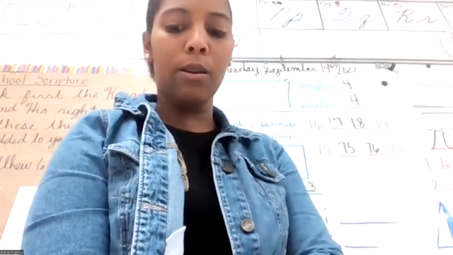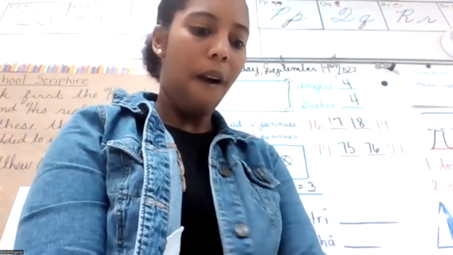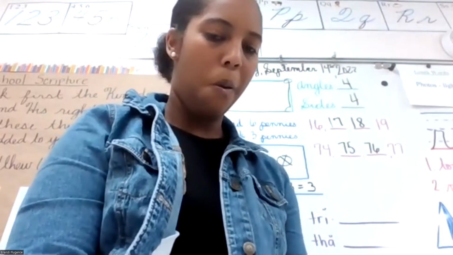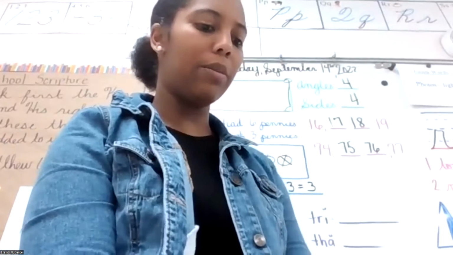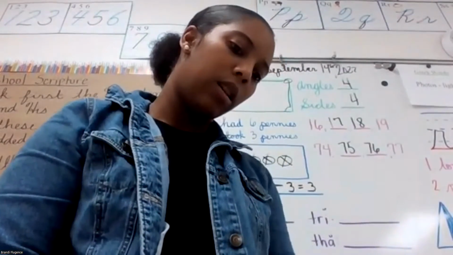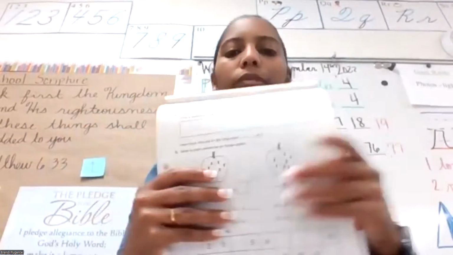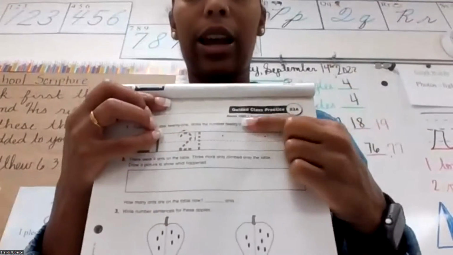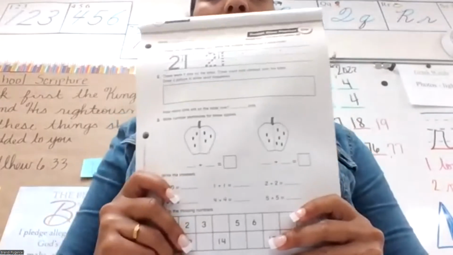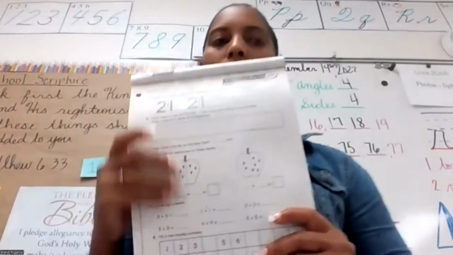So what I would like you to do is to get your math book and go to 23A. Lesson work, class practice 23A. This is what it looks like. 23A. Look at the top of your page. It tells you what number. 23A.